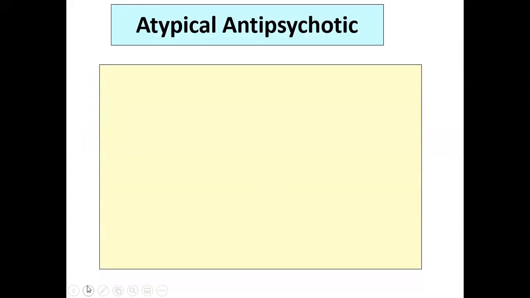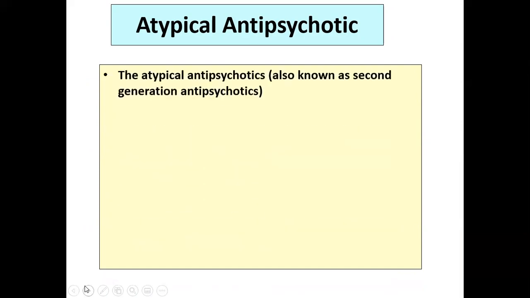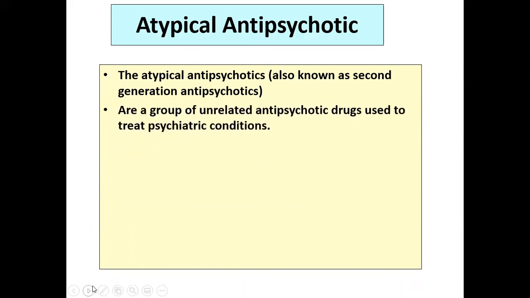Atypical, it's designed to target a collection of things, so it's not just designed for one aspect and not specifically designed for schizophrenia. It is known as the second generation antipsychotic type drugs, a group of unrelated antipsychotic drugs to treat psychiatric conditions. So like I just said, they're not specifically targeted for one specific psychotic condition.